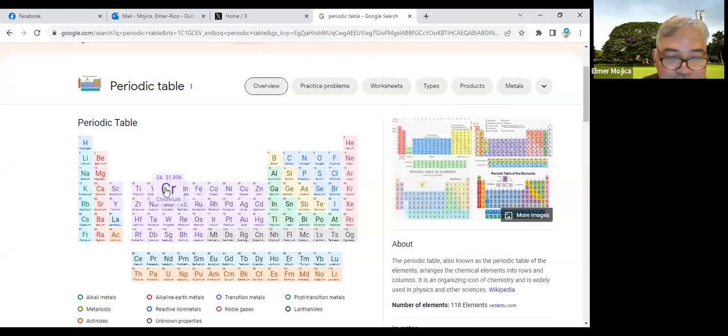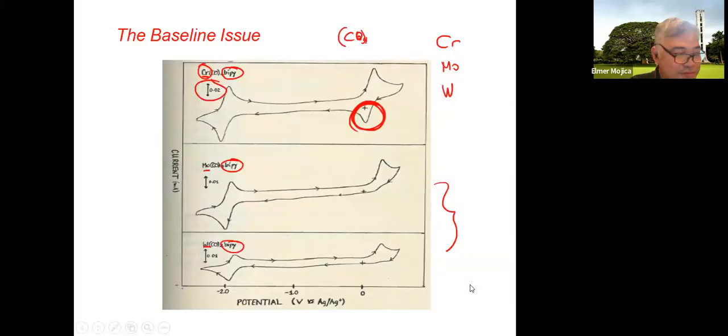So here we have chromium, molybdenum, and wolfram. So what can you say? All of them are in the same group. But why is it that chromium is different compared to the other one? Okay, so that information can be provided to you by cyclic voltammogram.